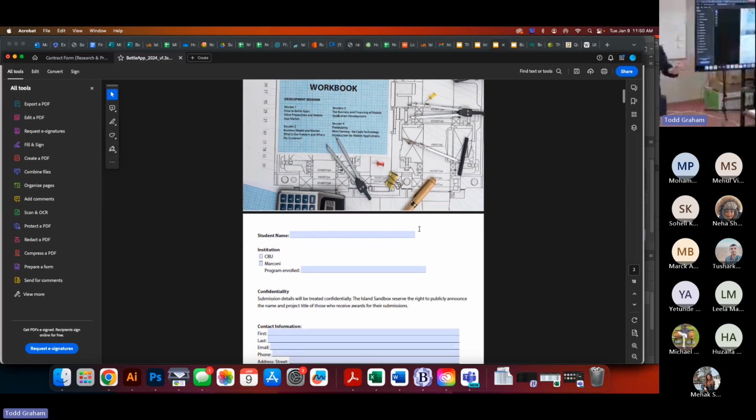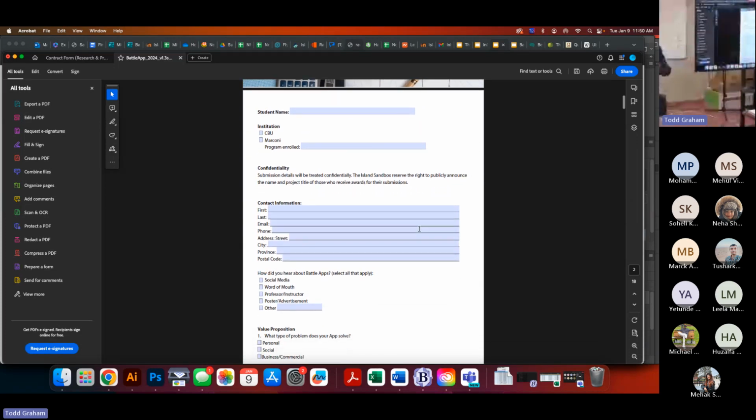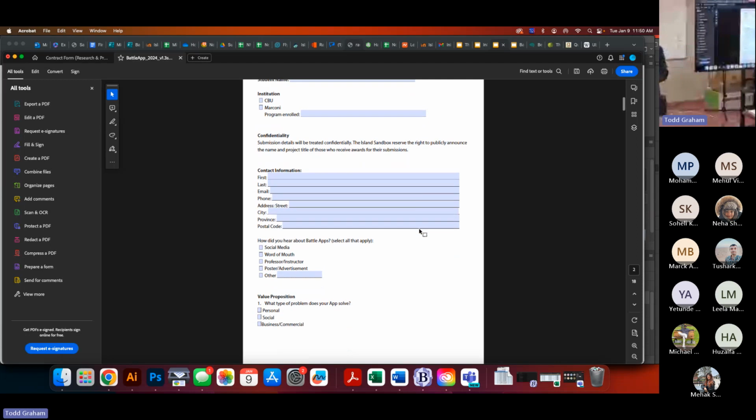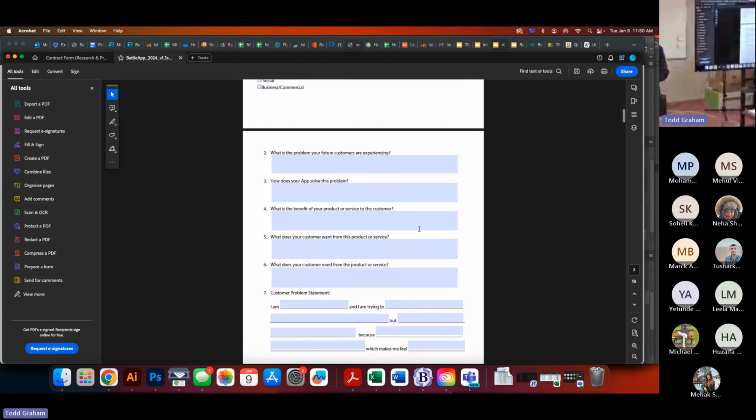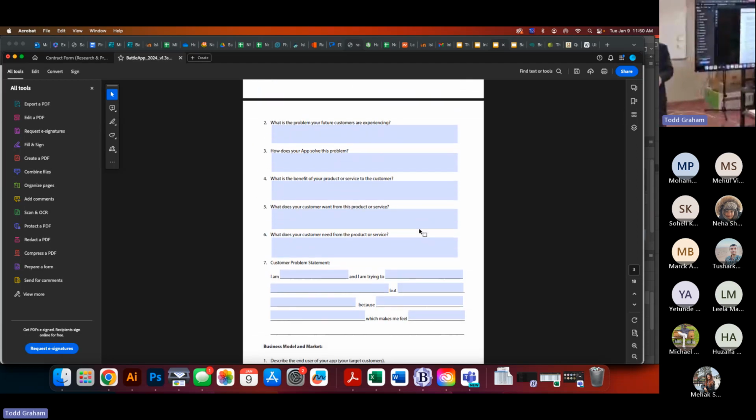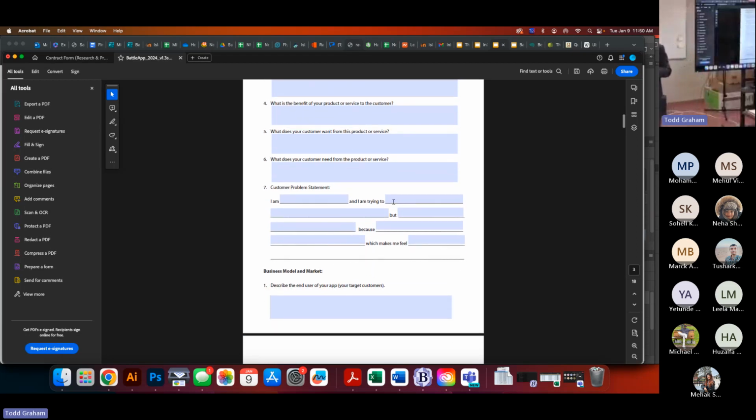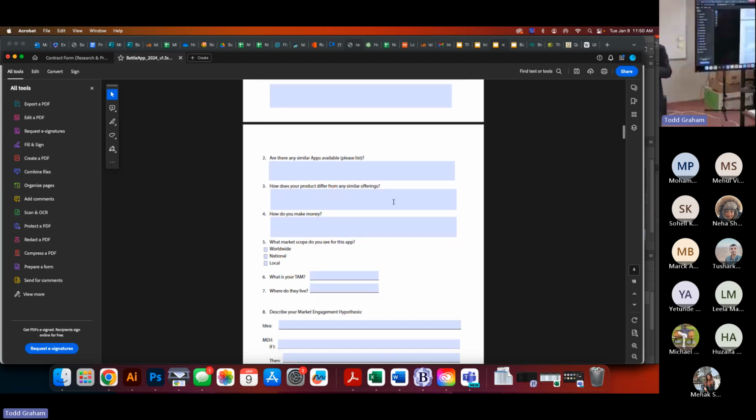So I'm going to quickly go through it. So the first page, just contact information, nothing surprising there. And then we get into some of this problem identification. Now this is fillable. You're going to fill this out and save it, and in the end you're going to send it all back to me. This is what I'm going to be evaluating in the end. Describing your business model and your market.